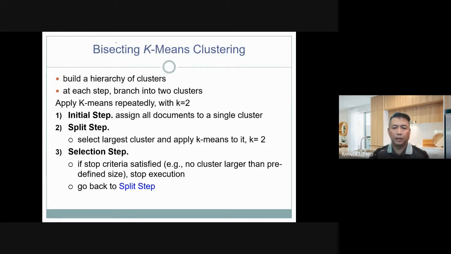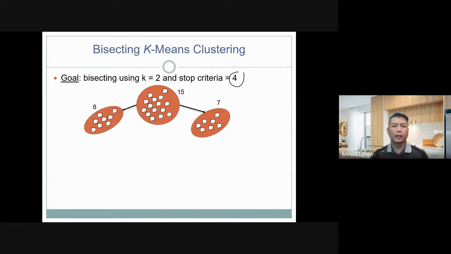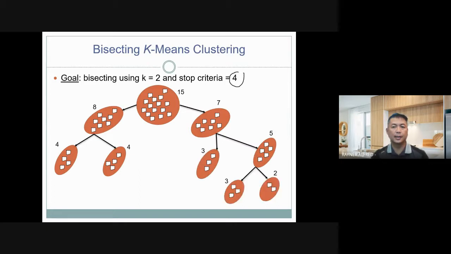Okay, so for example, k equal to 2 means we divide them into two, and the stopping criteria is that we have 4 documents in each cluster. So basically, if we have 15 documents here, we divide them into two. We keep splitting them into two until the number of documents is 4 or less. So this one we still have to divide into two. Okay, so this is just an illustration.